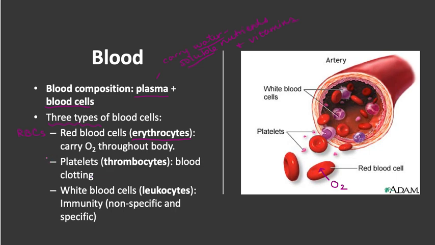The two types of cells that have functions in immunity would be the platelets, which are the thrombocytes, and then the white blood cells, which are called leukocytes. Platelets or thrombocytes are involved in blood clotting. Leukocytes or white blood cells, which I often abbreviate as WBCs, are going to be the primary cells of the immune system. And there are several different types of white blood cells. So in our next slide, we'll go over all of those different types of leukocytes.